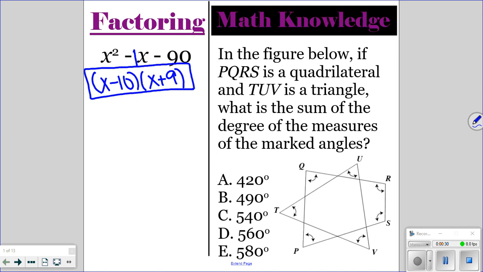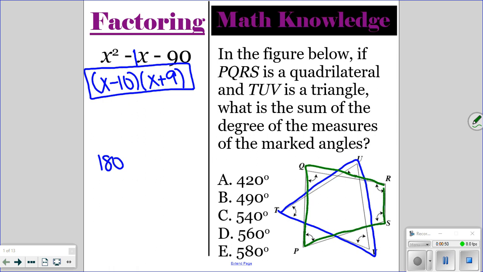For the math knowledge question, we have a quadrilateral and a triangle. What is the sum of all the angles? So this is a triangle, and the sum of those angles is going to be 180. And then this is a quadrilateral, and the sum of a quadrilateral is always 360. So 180 plus 360 is going to be 540. And so C would be your correct answer.